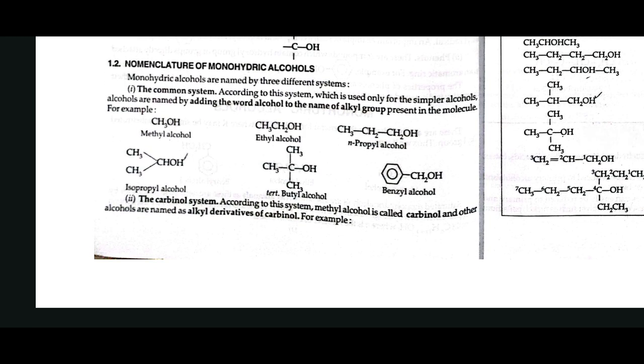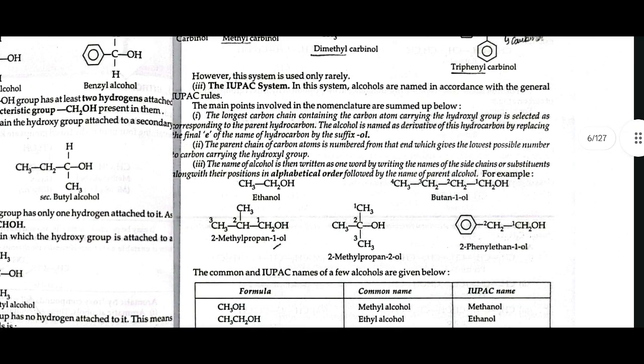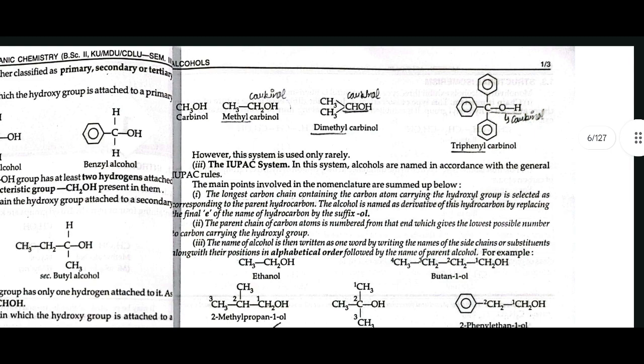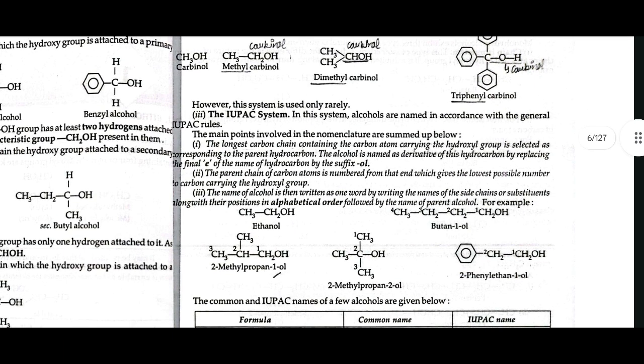Second system is the carbinol system. According to this system, methyl alcohol is called carbinol and other alcohols are named as alkyl derivatives of carbinol. For example, carbinol, methyl carbinol, dimethyl carbinol, and trimethylcarbinol. However, this system is used only rarely.